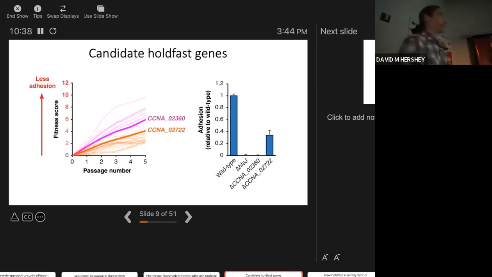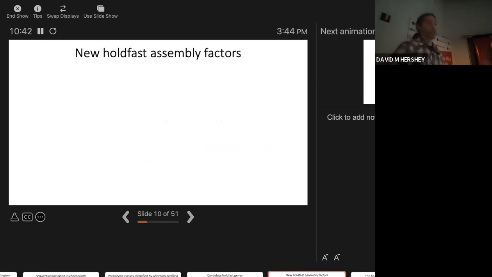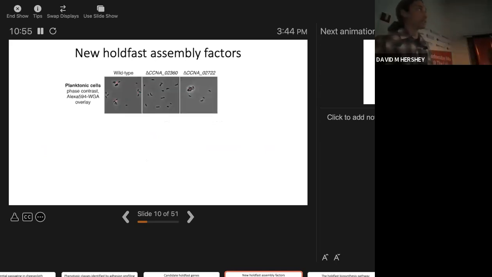So we can go in and look a little bit more detail at the cell to try and figure out what the defect is. What we're doing on the top of this slide is staining these cells with a protein called wheat germ agglutinin. This is a lectin protein that binds to a very specific sugar called N-acetylglucosamine. So when we stain these cells for GlcNAc, you can see these wild type cells are able to make a holdfast, but that these 2360 cells cannot. And so 2360 is required for holdfast synthesis, and we call this gene HfsL.